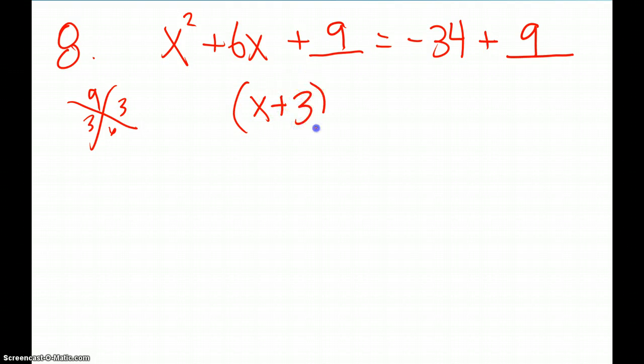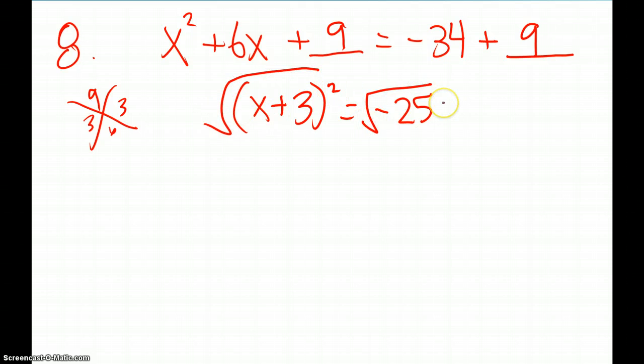So I've got x plus 3 squared. Negative 34 plus 9 is negative 25. If I want to undo the square, I square root. If I square root one side, I got to square root the other. And I cannot do that. So this is a big fat no solution because there is no square root of negative 25.